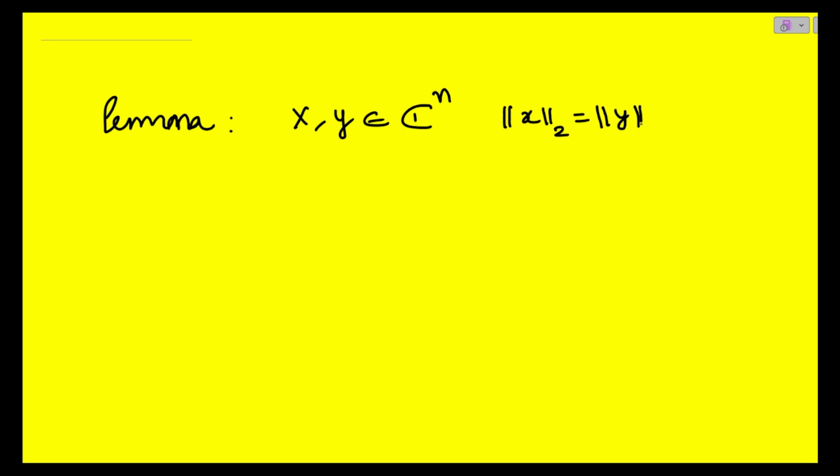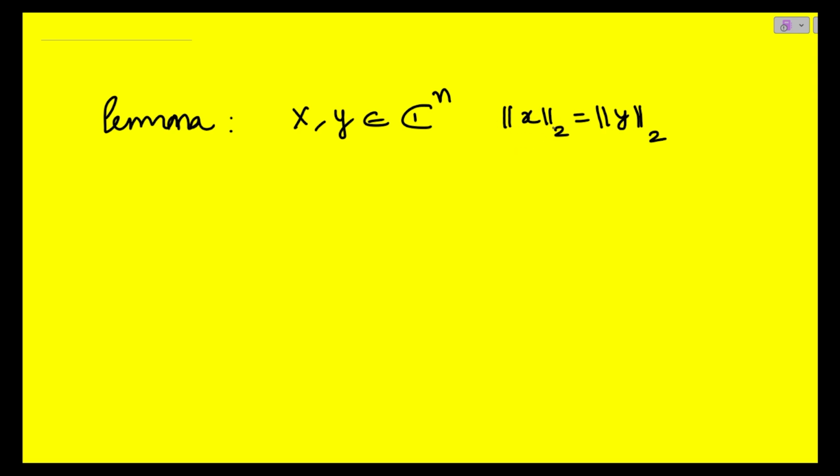And so let's look at the lemma. Let's say you have two vectors, x and y. The two vectors are in the vector space formed by complex numbers, C to the power n. That means all the elements are n-tuples with entries that are complex numbers. Now let's assume that the norm of x is equal to the norm of y. That means they are of the same length.